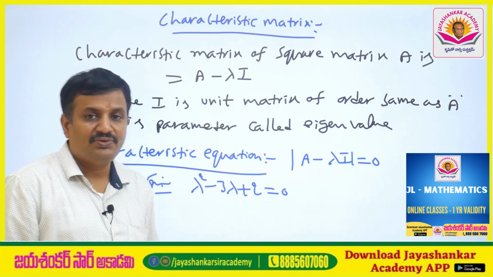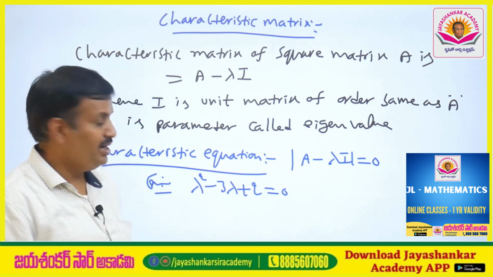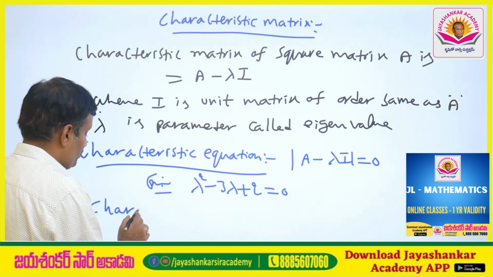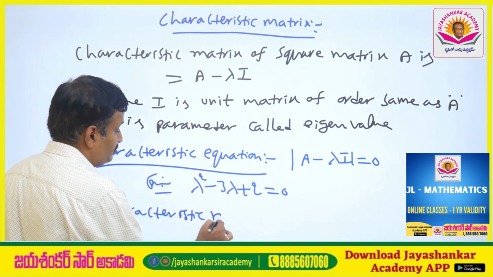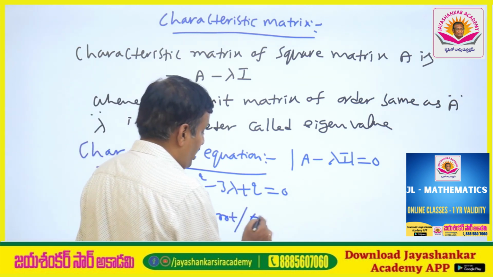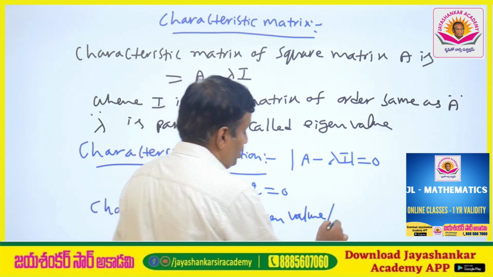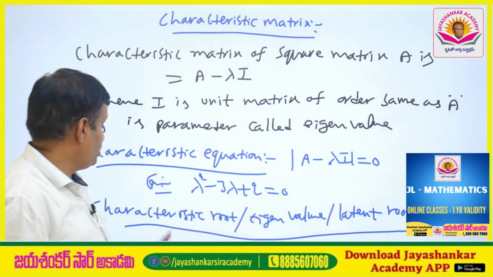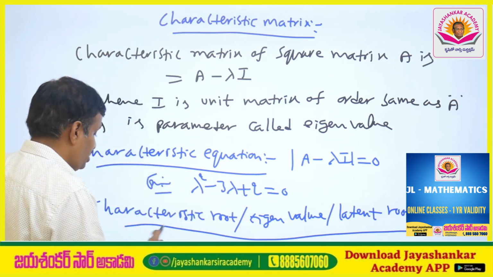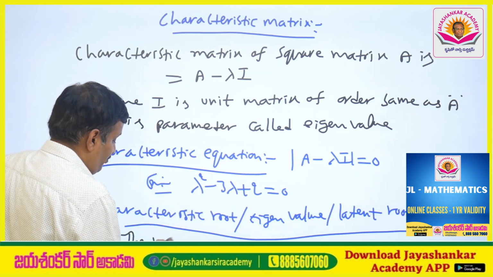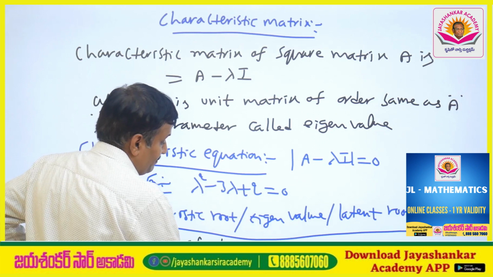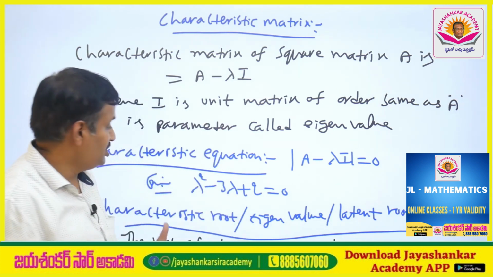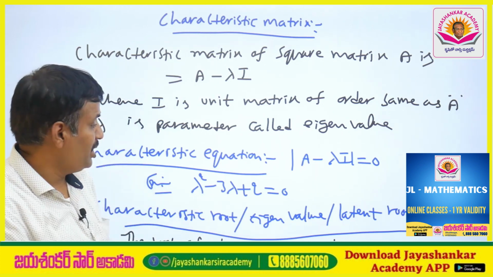What are the roots of the characteristic equation? They are called the characteristic roots, eigenvalues and latent roots. Characteristic root, another name is eigenvalue, and also called latent root. What is the definition? The root of the characteristic equation is called the characteristic root. Another name is latent root, and also eigenvalue.